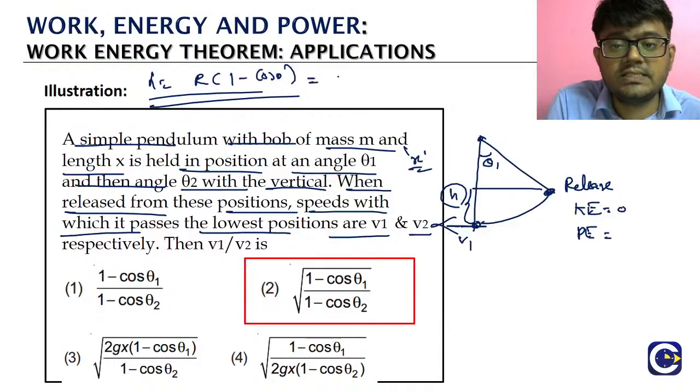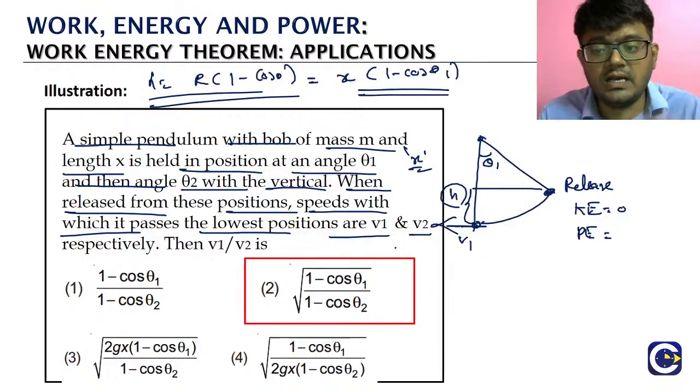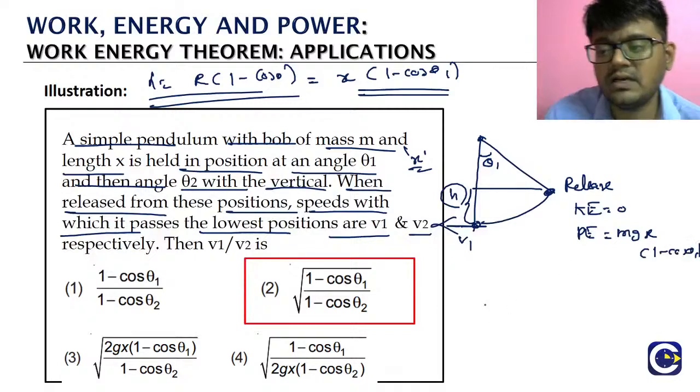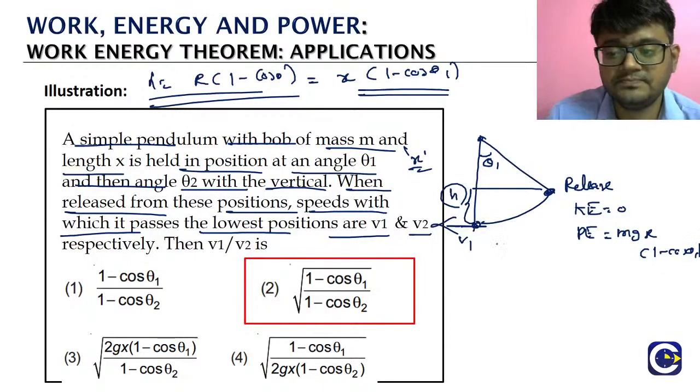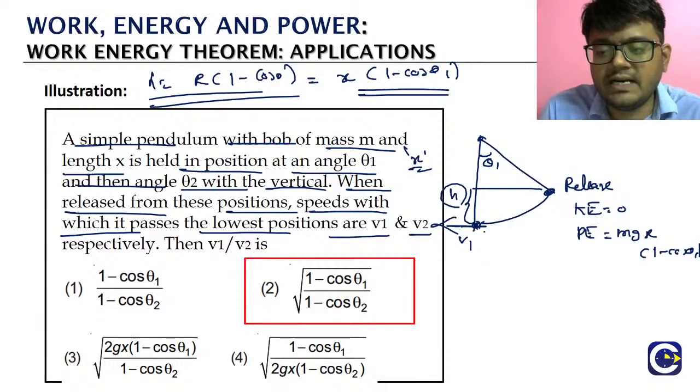So look here, what is it going to be? Instead of r, what will come? x. x into 1 minus cos theta 1 will come. That is the height. So the potential energy is mg into h, which is mgx into 1 minus cos theta 1. That is the potential energy at the initial point. Now at the final point, which is the lowest point, that is the reference. So here the potential energy is 0. Only kinetic energy will be there.